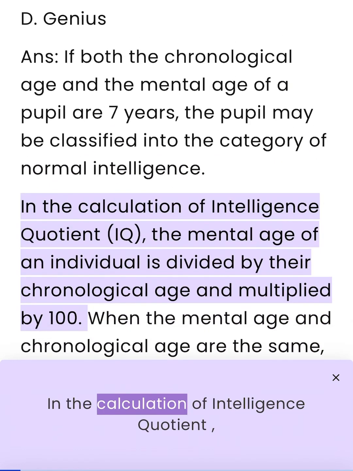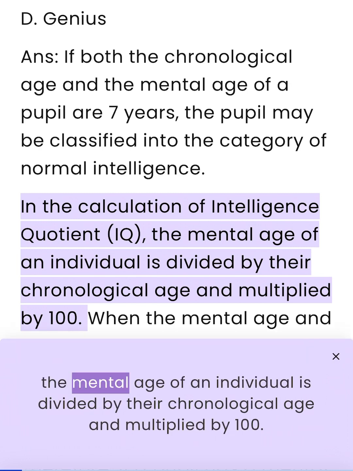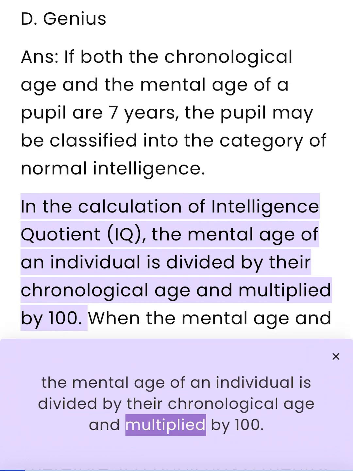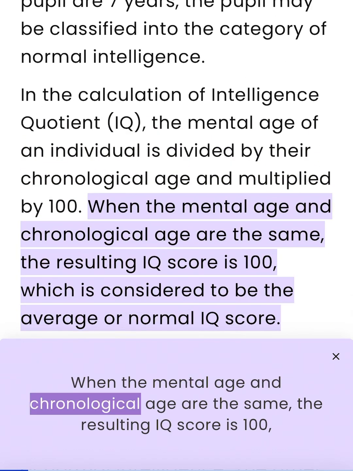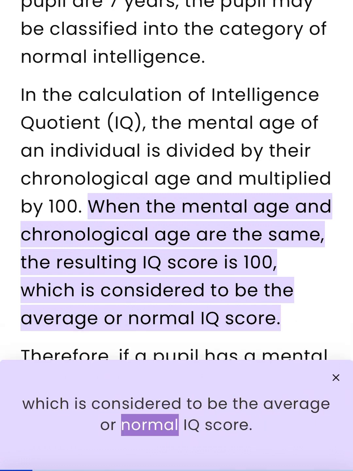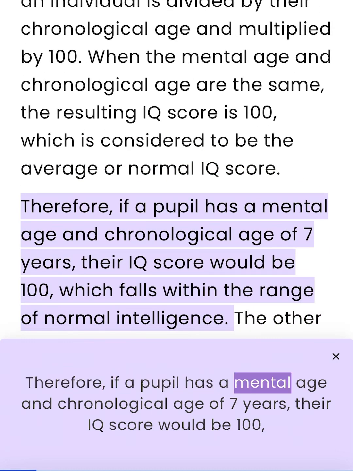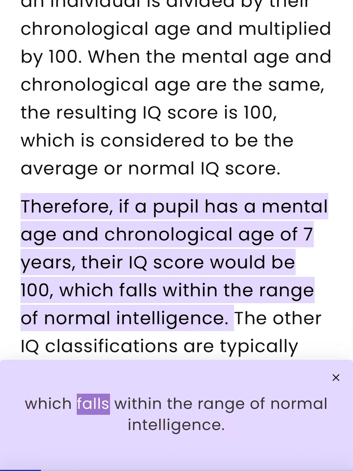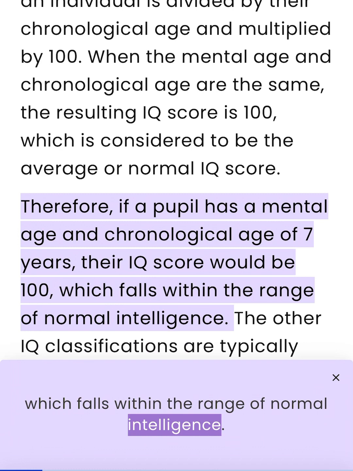In the calculation of intelligence quotient, the mental age of an individual is divided by their chronological age and multiplied by 100. When the mental age and chronological age are the same, the resulting IQ score is 100, which is considered to be the average or normal IQ score. Therefore, if a pupil has a mental age and chronological age of 7 years, their IQ score would be 100, which falls within the range of normal intelligence.